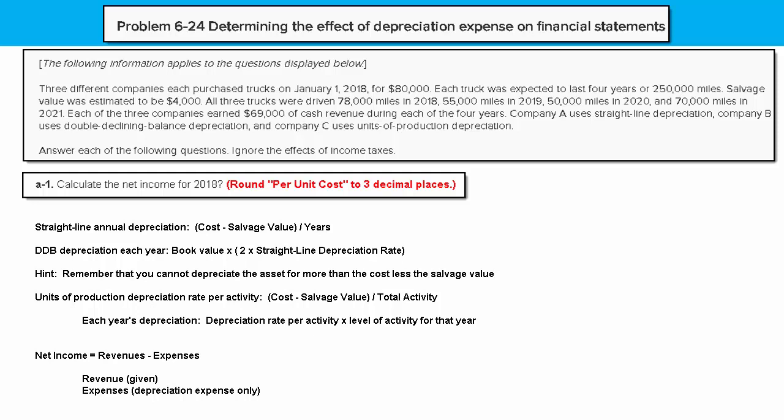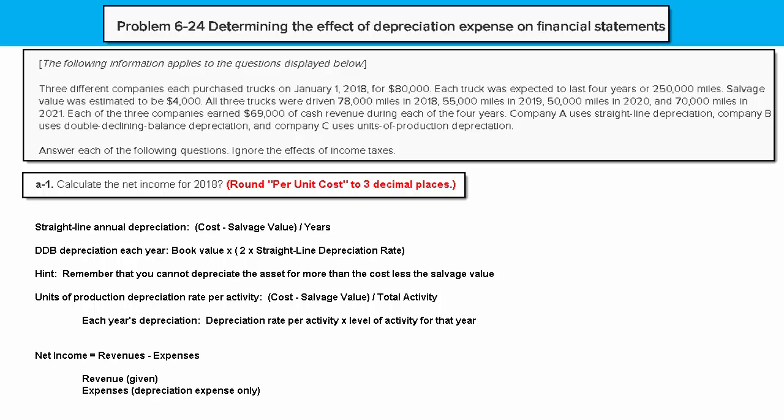All 3 trucks were driven 78,000 miles in 2018, 55,000 miles in 2019, 50,000 miles in 2020, and 70,000 miles in 2021. Each of the 3 companies earned $69,000 of cash revenue during each of the 4 years. Company A uses straight-line depreciation, Company B uses double declining balance depreciation, and Company C uses units of production depreciation. And we're going to solve question A1, which says calculate the net income for 2018.